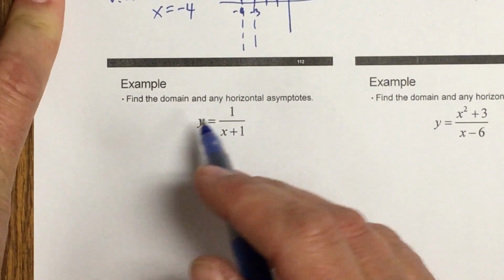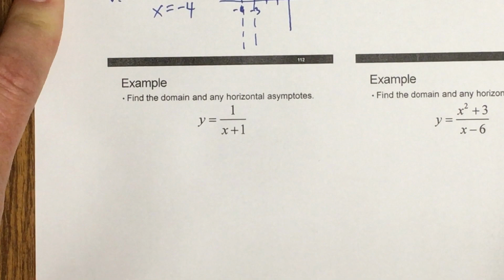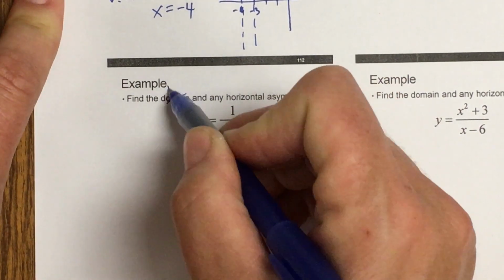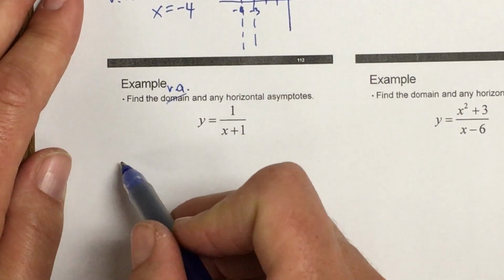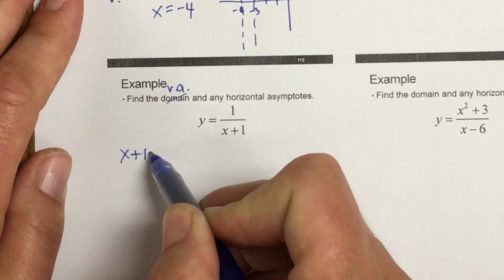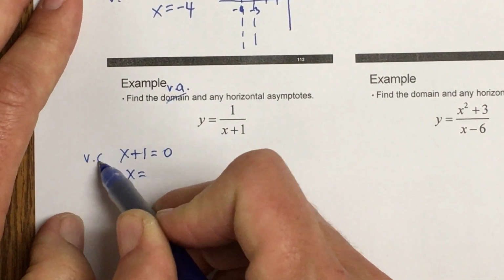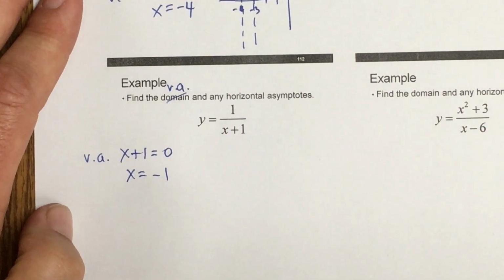Let's see. Find the domain and any horizontal asymptotes. So I'd rather that be the vertical asymptotes. We're going to change our directions. Find your vertical asymptotes and any horizontal asymptotes. So the vertical asymptote would be x plus 1 equals 0. So our vertical asymptote is going to be x equals -1.